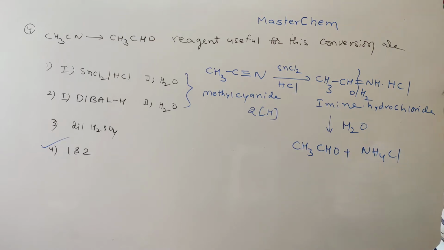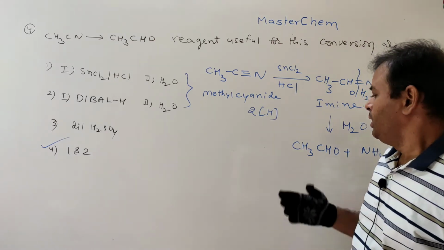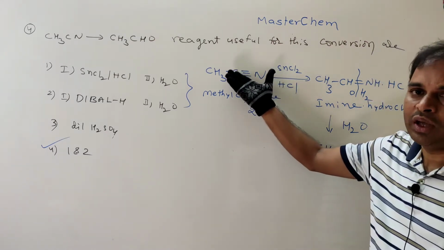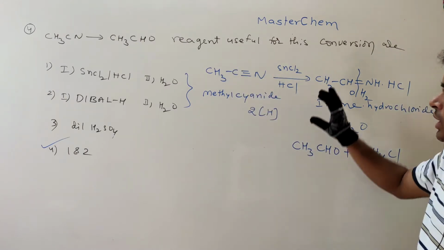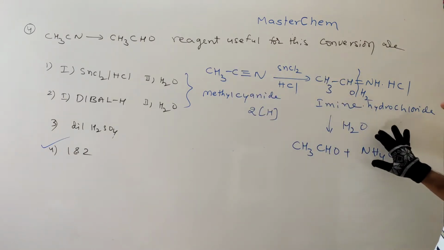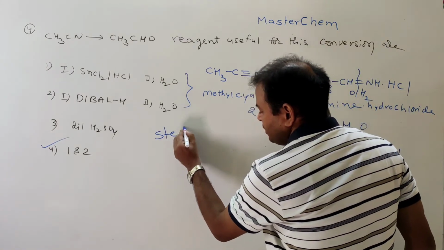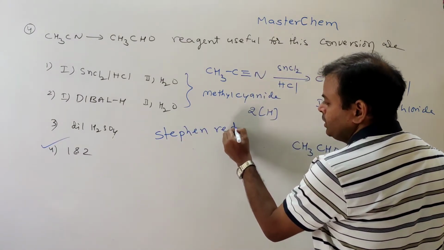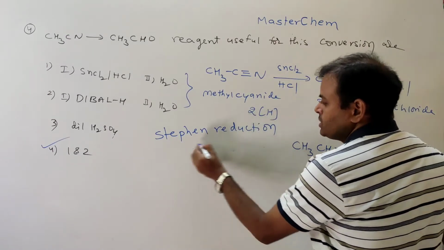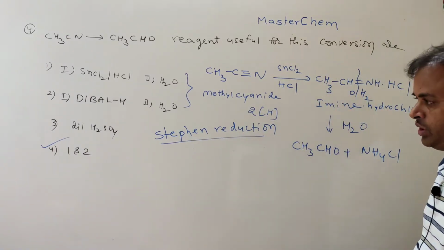So this is one of the preparation methods for acetaldehyde from methyl alkyl cyanides. Methyl cyanide, SnCl2, HCl and H2O. This reaction is called Stephen reduction. Very important, name of reaction. So what is it? It is called Stephen reduction.